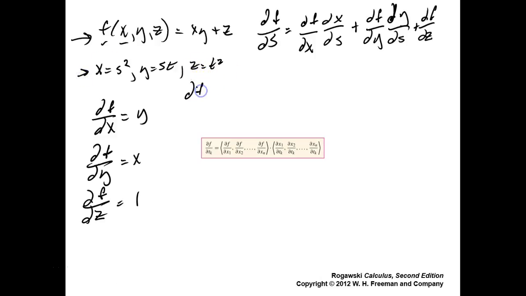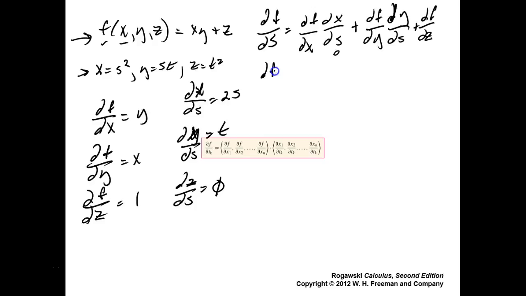Okay, now these will be taken from this. Partial of x with respect to s, that's what we're interested in here. That would be what? 2s. Partial of y with respect to s. T. And partial of z with respect to s. You mean t, right? Nope, s. Oh, that's just 0. If that's what you meant by nothing, 0, you're absolutely right. Okay? So now we plug in.